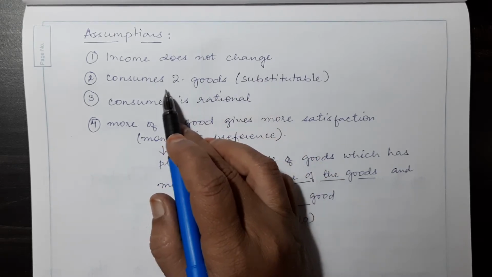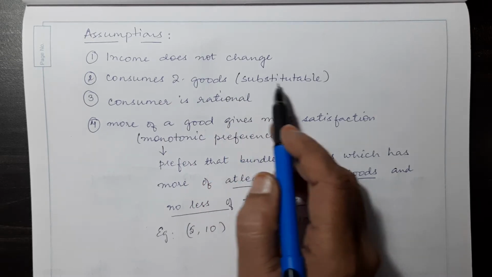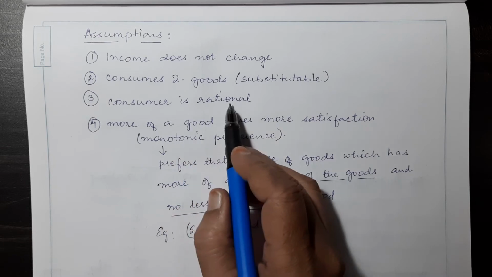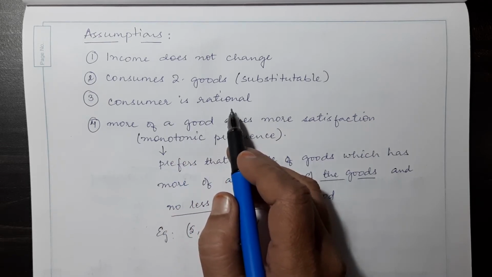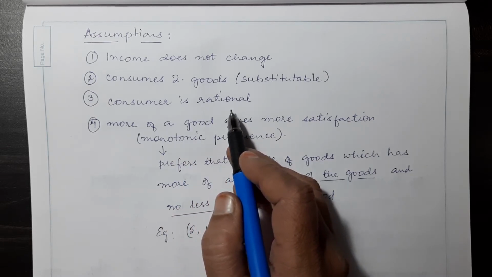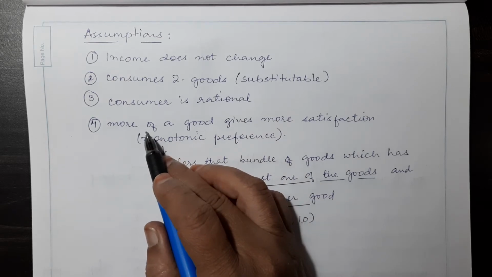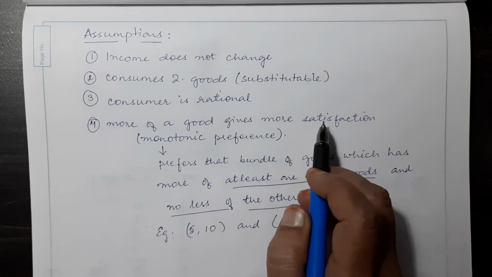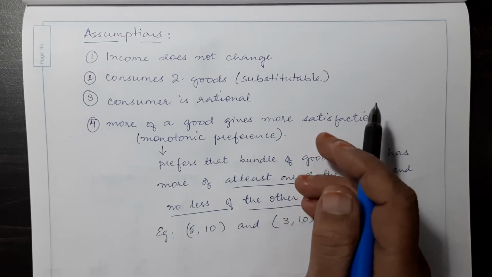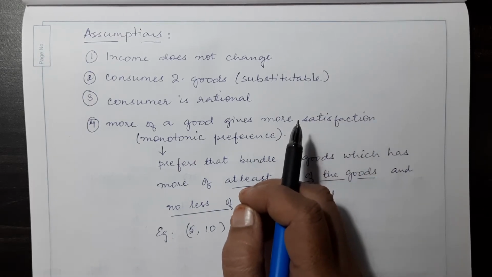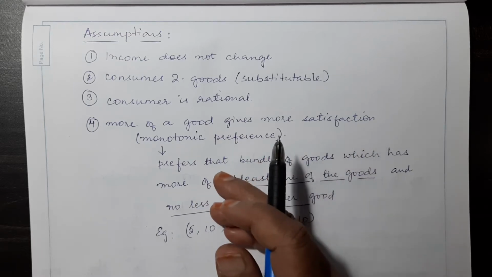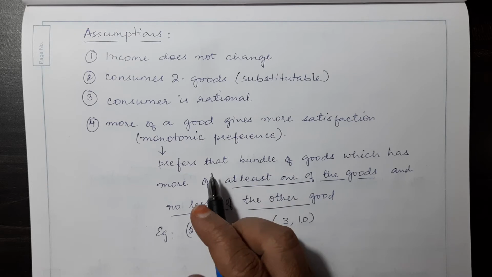And the consumer consumes two goods that are substitutable. And the consumer is rational. Rational meaning that he will maximize his satisfaction. Then the fourth assumption is more of a good gives him more satisfaction. That means when he consumes more of a good, the more of the good will give him more satisfaction. Less of a good will give him lesser satisfaction.